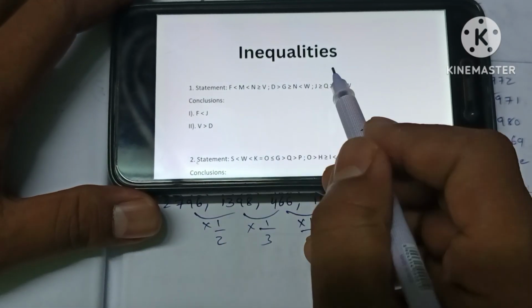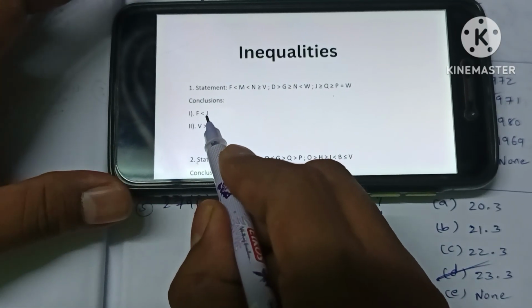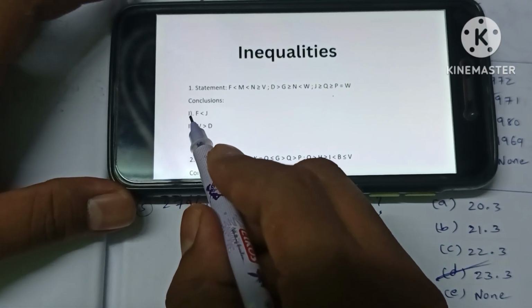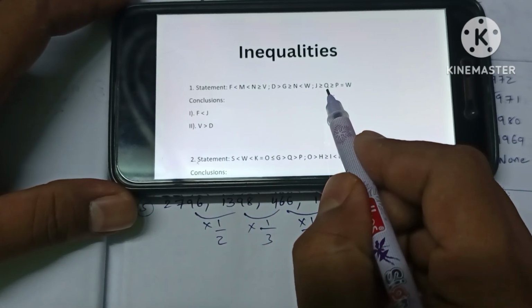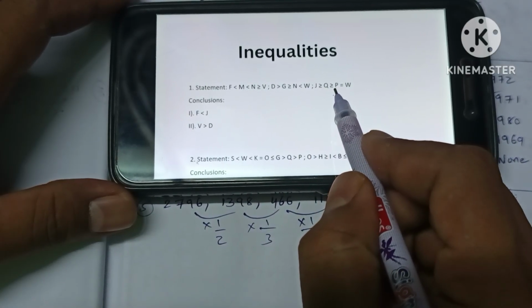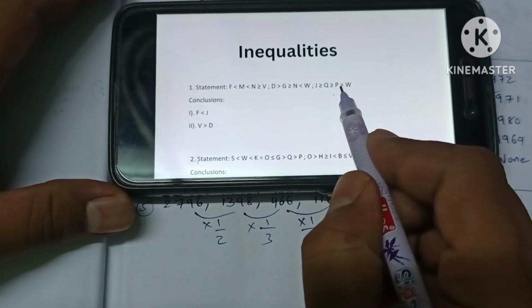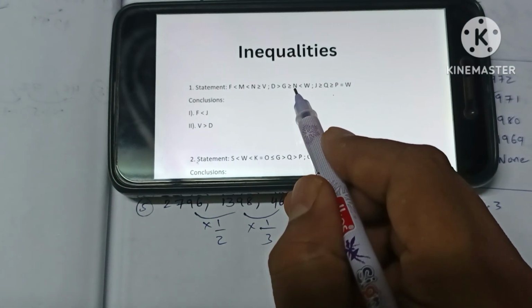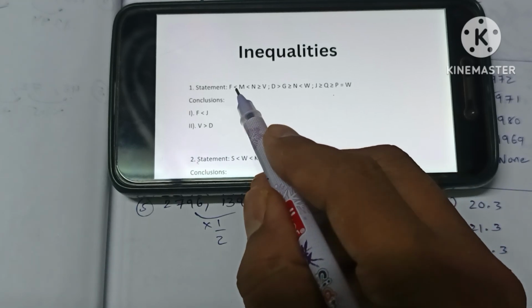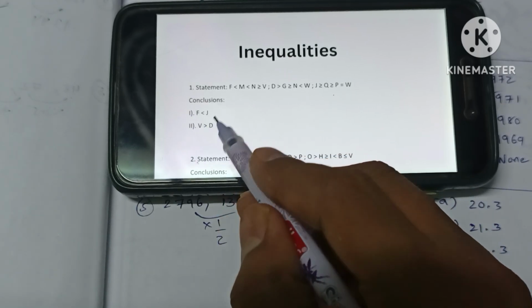Now we are going to see inequalities. First question, the flow from J to F. Here from J we can reach up to Q, P, and W. From W we can reach up to N. From N we can reach F. So first conclusion will be true.